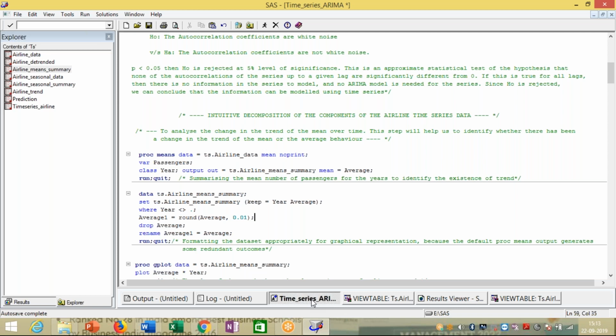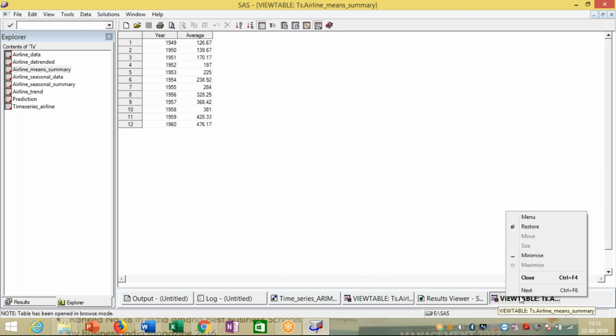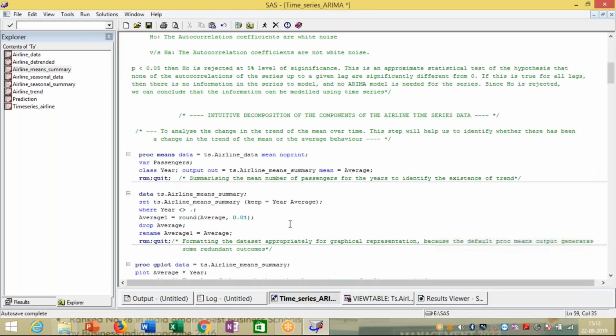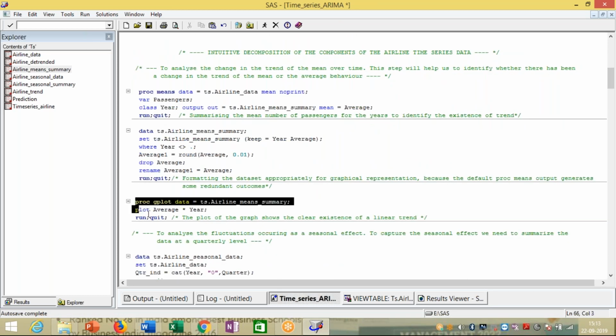So over here, if I look into the airline mean summary, I get an idea that the mean values have been changing across the subsets. Across the subsets, we get to see that the mean is very different. Now, apart from using year as the class variable, you can also use quarters as the class variable. Anyways, first let's have a look at the plot. I have the average and the year, and what we are doing over here is a simple graphical plot.